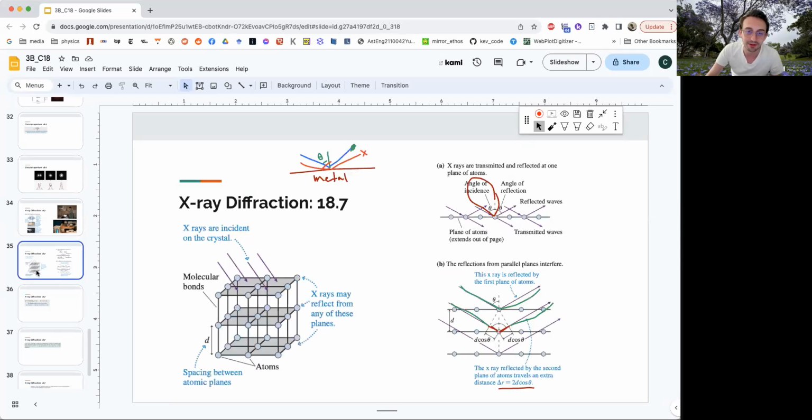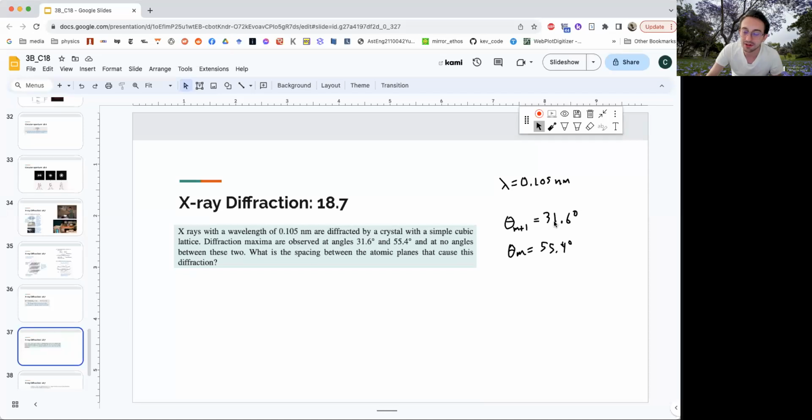Remember, this is the normal angle, the angle from a line perpendicular to the surface to where the beam is. So that's why we call 31.6 degrees theta m plus 1 and 55.4 degrees theta m.